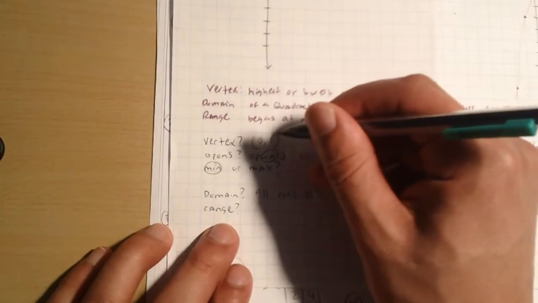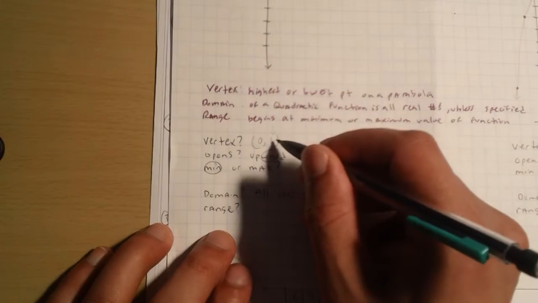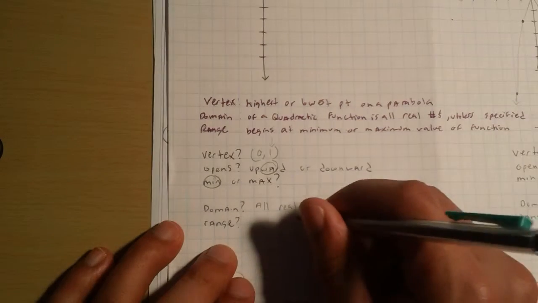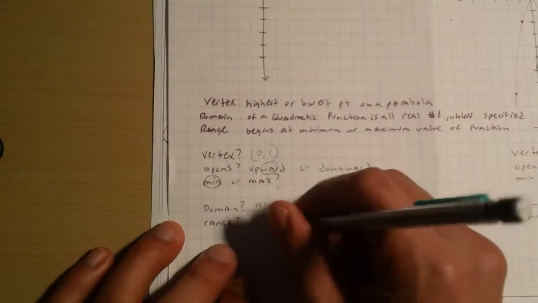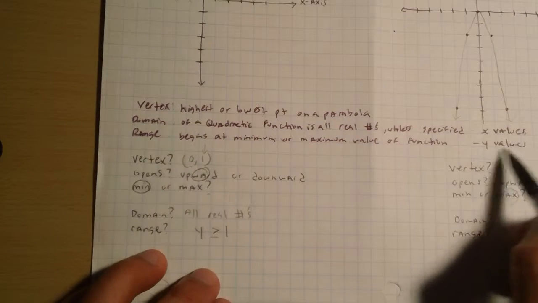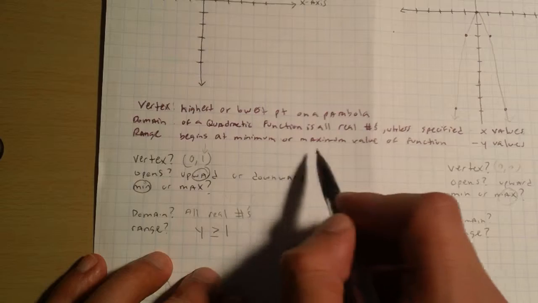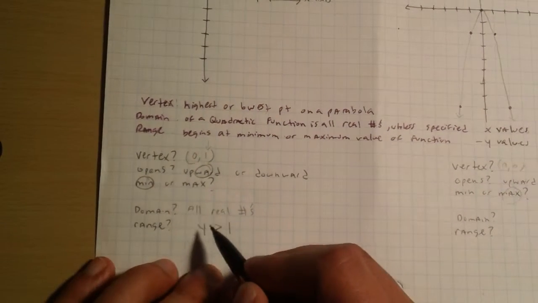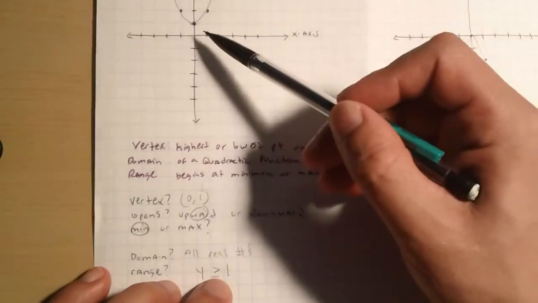Now our range here, what I was putting earlier, starts at our vertex. Since we have a minimum, that means our y value for our vertex is the minimum value that we can have. So we have 1 less than or equal to y, because the range deals with all the y values in the function, meaning that our range begins at the minimum or maximum value of the function. So we have it here in our vertex. So all the y values are greater than or equal to 1, just like we have here.